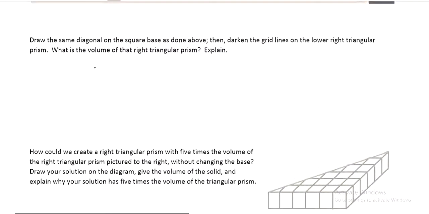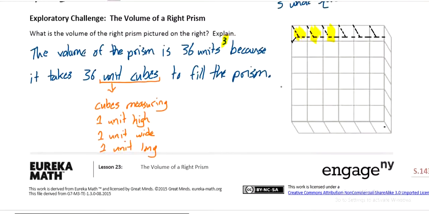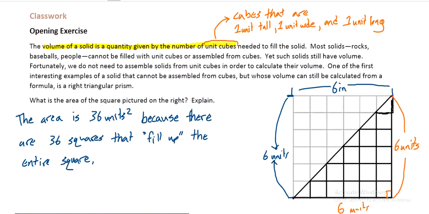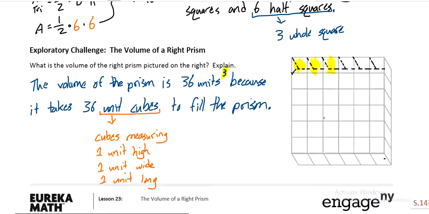It says draw the same diagonal on the square base as done above, then darken the grid lines on the lower right triangular prism. What is the volume of that right triangular prism? We have to explain. Well, let's look at what they're talking about. Just like up here, how we drew this diagonal line, they want us to do that, and pretty much what we're doing is cutting all these cubes, splitting this prism apart, splitting it in half. Some of the cubes will be split in half themselves. Let's go ahead and do it.